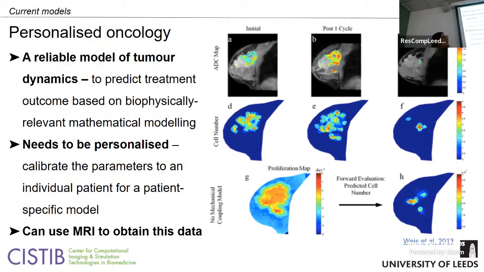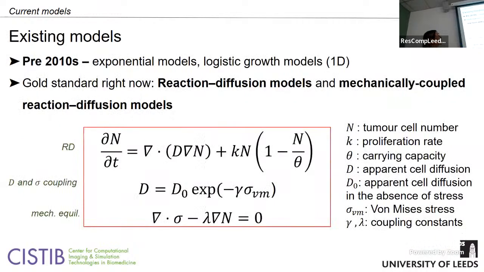This is an example of a model that does this. So you take data, this is data before chemotherapy started, and this is after 1 cycle. And these are both used to parameterize the model, and you can get a prediction of what's going to happen. And you can compare this to another scan taken after the end of chemotherapy. And we see that this model works quite well. It's not perfect, but it works quite well. And this is what we're building on.